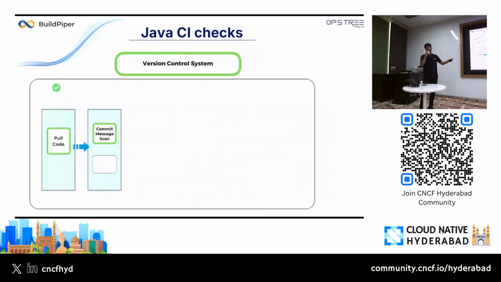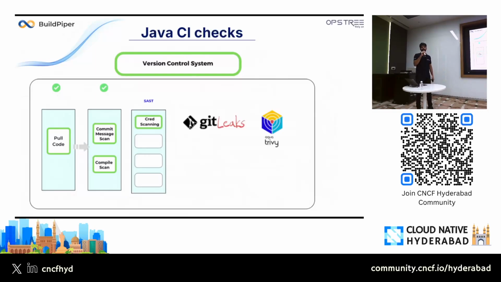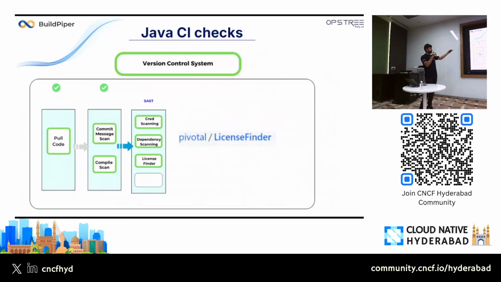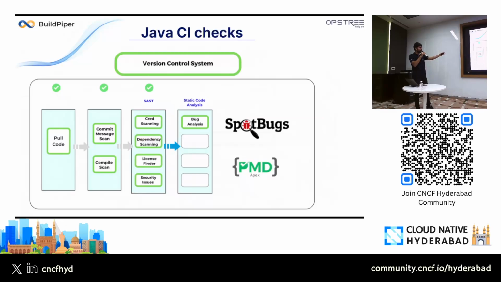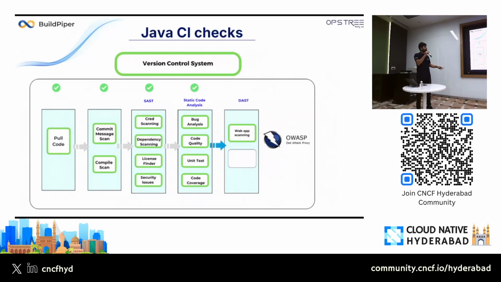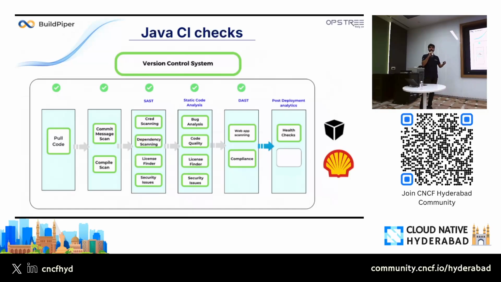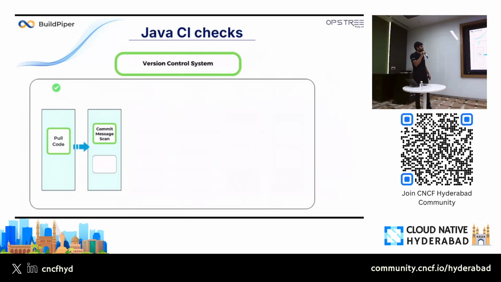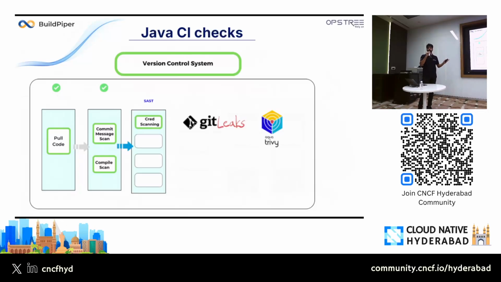Then you have language-specific or application-specific CI checks. For Java, you can have Aquasec Trivy, then Pivotal License Finder, SpotBugs, then PMD Apex and Checkstyle. All of these are Java-specific tools. So you can build a job template where you have a Java-specific pipeline in place. Whenever you are creating a new Java-based microservice, you can directly import this job template, which is going to give you pre-built checks.